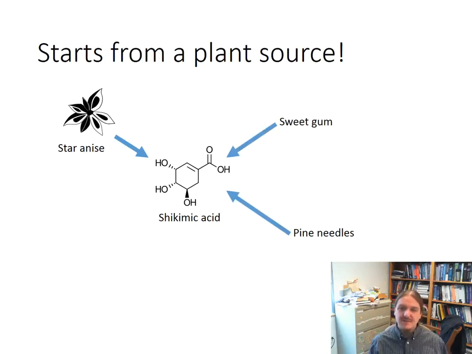Because star anise is expensive to harvest, and if something interrupts the star anise crop... it's also a food or a spice. So people are looking for other ways to get to shikimic acid. It can be extracted in smaller quantities from sweet gum trees, or from the needles of some pine species, and more recently, engineered E. coli bacteria have been used to produce shikimic acid, but the majority of the world's source of shikimic acid is still from the star anise plant.